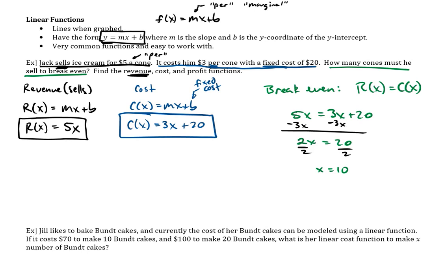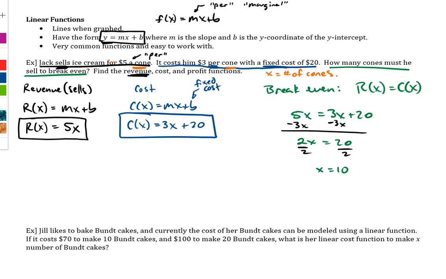So x, we didn't mention it. It's usually a good idea to mention that. Let me go back and put a little star. Let's do it in orange. Okay, so since they're talking about cones, selling or having the cost for cones, that should give us a good idea of what x is. So x is the number of cones. Okay, so that's a good idea to write out at the start.